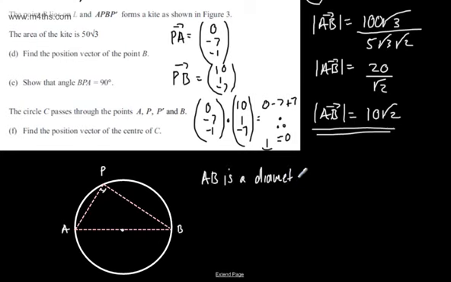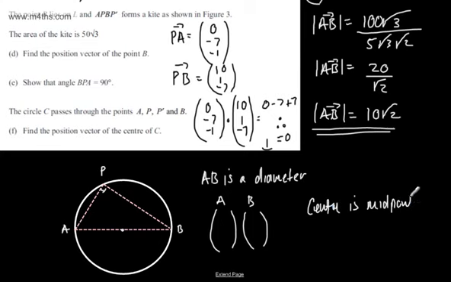So if we consider A and B, we've got the position vector of A and the position vector of B. We're simply going to find the midpoint. So the centre is the midpoint of AB. A is -7, 9, 8. And then what do we have for B? 3, 3, 0. If we add these together and divide by 2, we want the position vector of the centre.